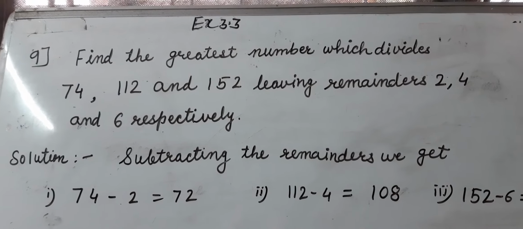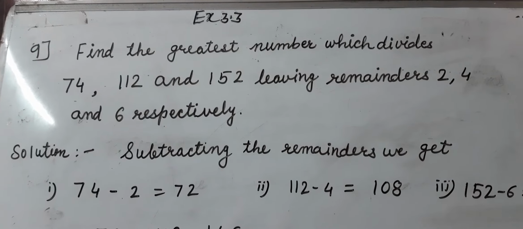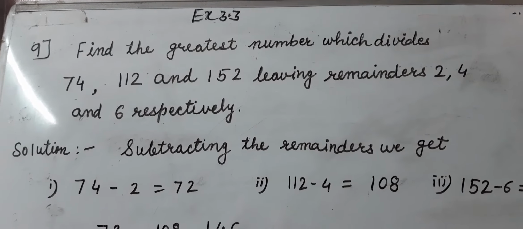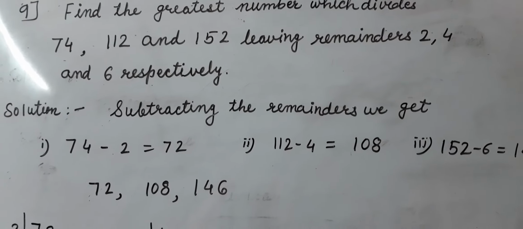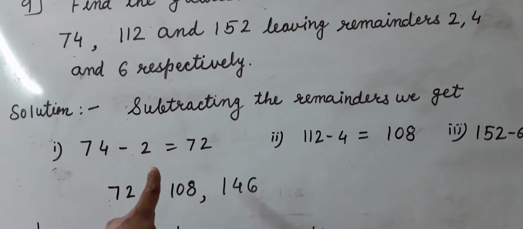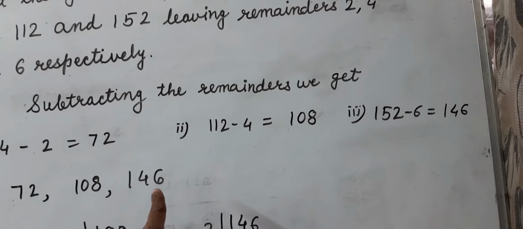So first we will subtract the remainders. Respectively means from 74 we have to subtract 2, from 112 we have to subtract 4, and from 152 we have to subtract 6. So after subtracting we will get 72, 108 and 146.